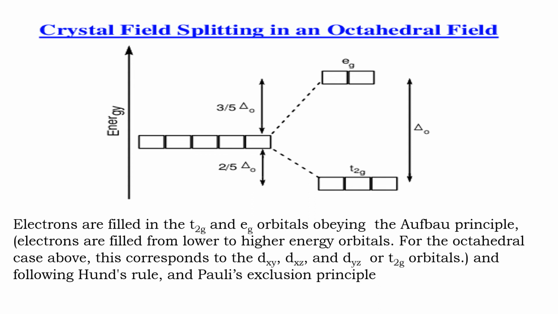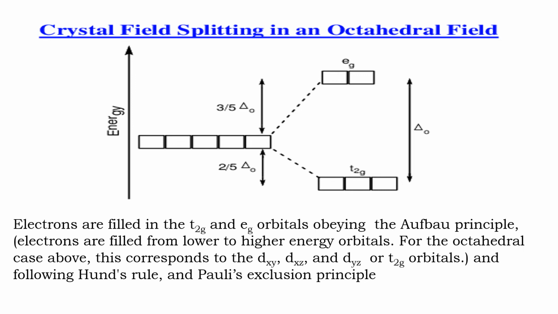So we have seen the crystal field splitting in an octahedral field. This is the energy diagram or the crystal field splitting diagram for an octahedral field. And now we are going to enter electrons into these orbitals. When electrons are entered into t2g or eg orbitals, it should follow the Aufbau principle. What is the Aufbau principle? Electrons are entered into the orbitals in the increasing order of their energy. That means the first electron will go to the lowest energy orbitals.